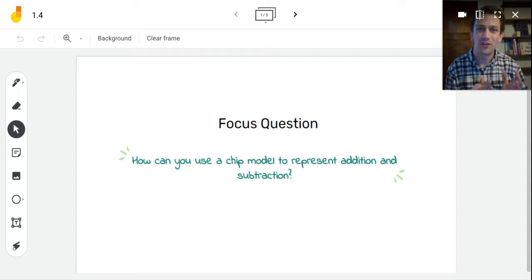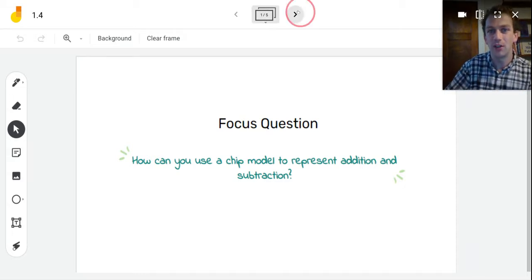All right, seventh graders, so far this unit, we've been using a number line to compare positive and negative numbers, and that's a really great model, a great tool that we have been using. Today, we're going to be talking about a new model that you will use for positive and negative numbers, and that's what our focus question is telling us. It says, how can you use a chip model to represent the addition and subtraction of positive and negative numbers?